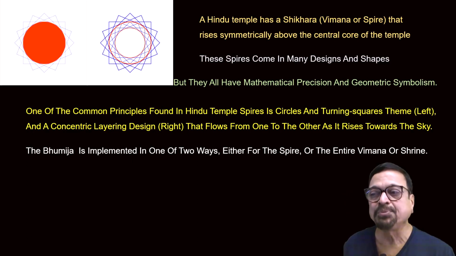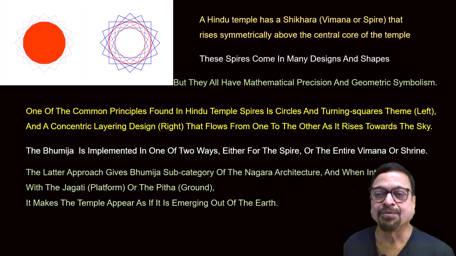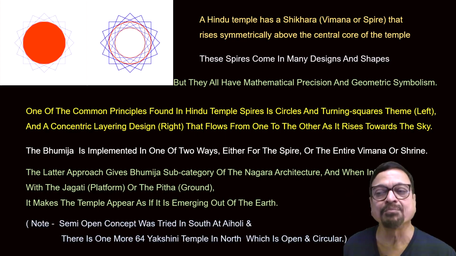Now either for the sphere or for the entire Vimana or the shrine. Now the latter approach gives the Bhumija subcategory of Nagara architecture, and when integrated with the Jagati platform or the Pitha, it makes the temple appear as though it is emerging from the earth.